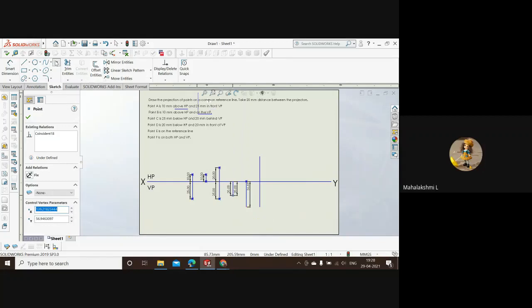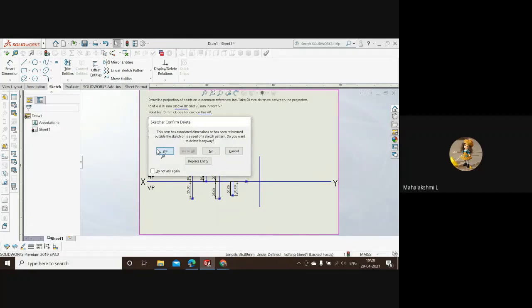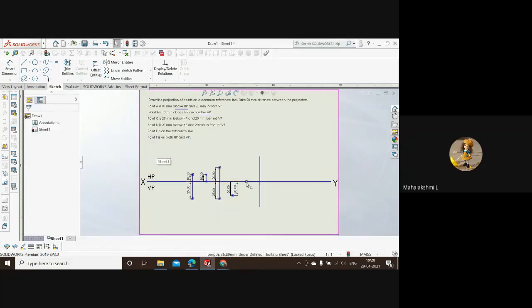Done. Okay. So here I don't need this. So here is the point E on the reference line, means on the XY line.